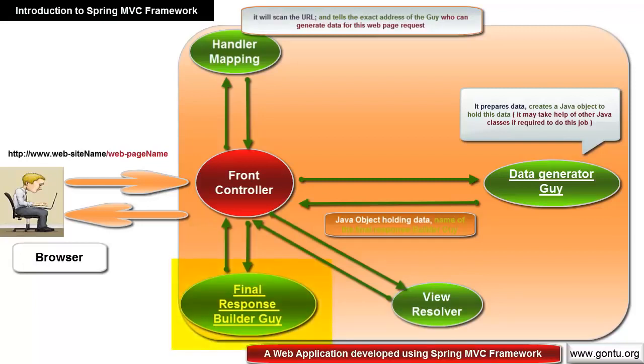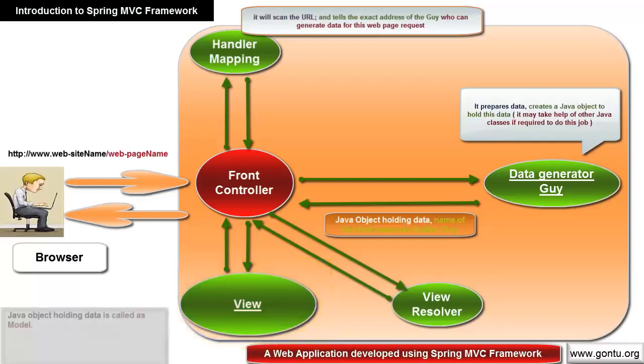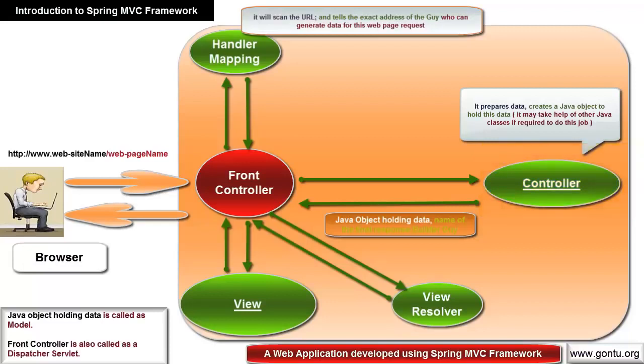This guy is called as the view component. The Java object holding data is called as the model component. The guy who is returning the model object along with the name of the view is called as a controller. The front controller is also called as the dispatcher servlet in a Spring MVC framework.